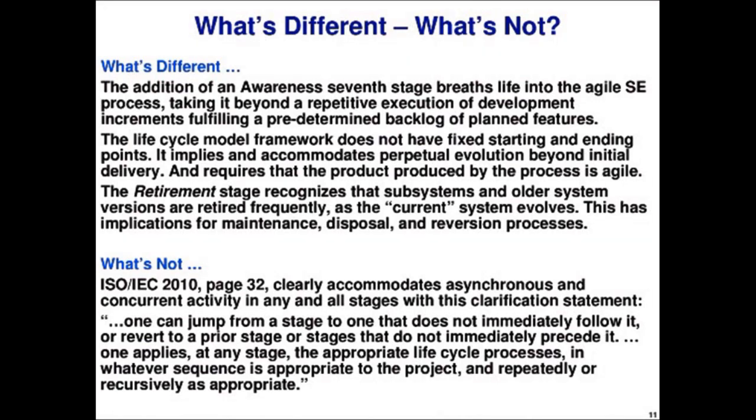Second point that I want to make is the life cycle model framework does not have fixed starting and ending points. It looks a bit like a wheel, and unfortunately sometimes we think of a wheel as rolling forward and sequentially moving aspects of its tread along the ground. What we're trying to convey with this circular model isn't that. We're trying to convey the concept that every one of those stages can be happening simultaneously. They can happen in any sequence they need to happen in.